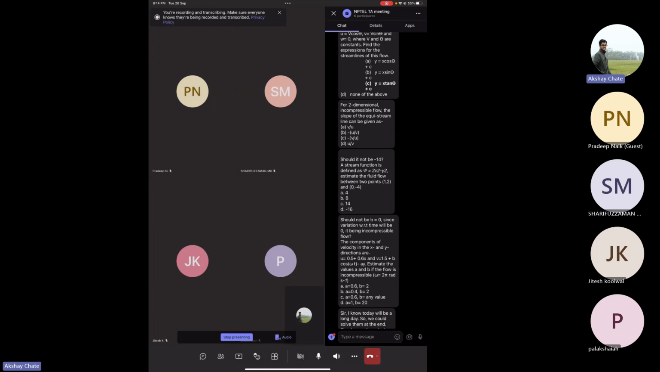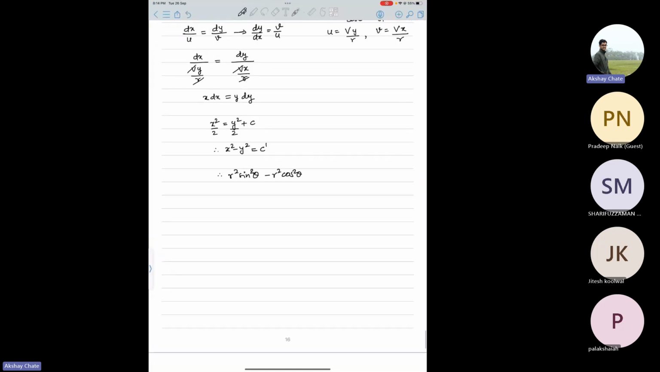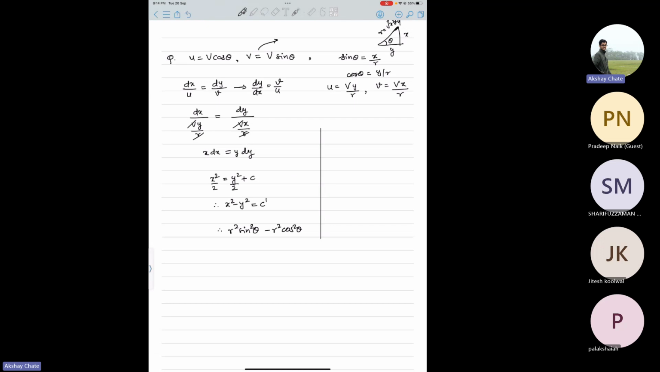A stream function is 2x square minus y square. Sir, can we bring the stream function concept in this place, in the equistream line? You can bring it from there also. You should get the same answer only, right? See, typically what they've done is you define d psi as del psi by del y dy, yeah, and del psi by del x dx. It will be like this.